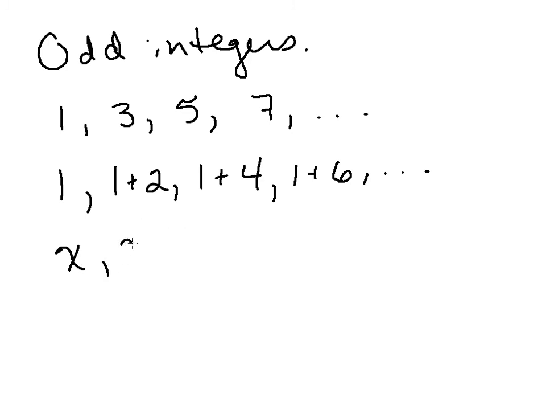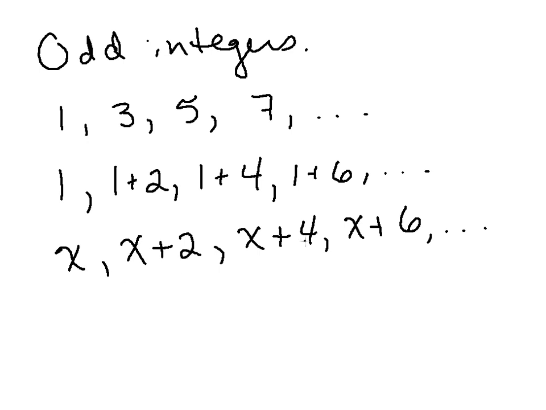How do I write my second one? Up here it would be x plus 2. So my second consecutive odd integer would be x plus 2. I will continue this pattern, x plus 4, x plus 6. If you notice, representing algebraically the odd and even integers is actually the same.